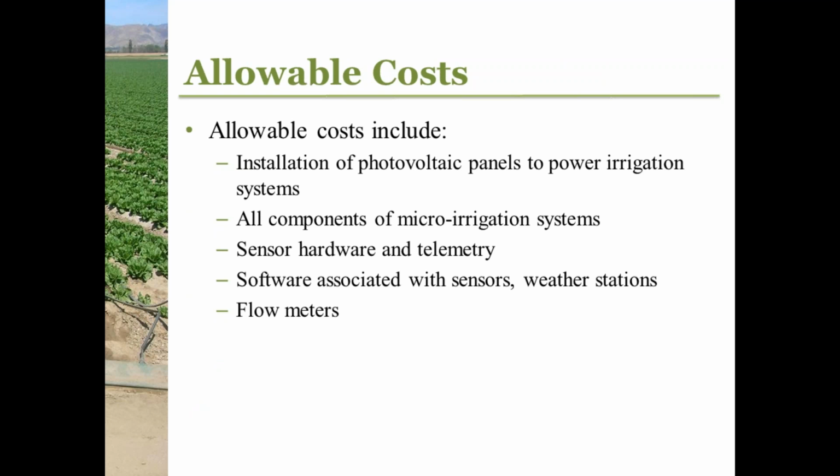Here are a few allowable costs that we would like to go over. There is a list in the request for grant applications on page 8, which we would encourage you to review. So allowable costs include installation of photovoltaic panels to power an irrigation system, any components of a micro irrigation system, sensor hardware or software associated with sensors, weather stations, and again, of course, every project must have flow meters.